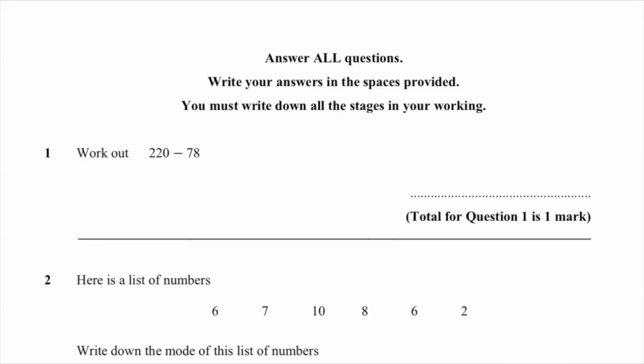Okay, so our first question is 220 take away 78. 0 take 8 we can't do, so we're going to take 1. Now we've got 10 take 8, which is 2. And then I'm going to see this as 21 take 7, which is 14. So 142.